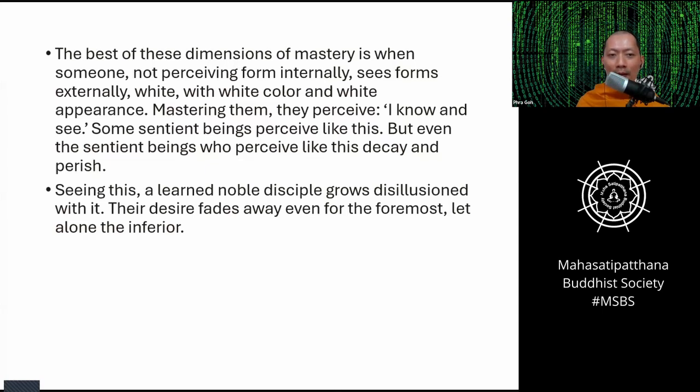Right? So if a person just uses this kind of perception to replace another and there's no insight, it's just wholly fixated, and if there's clinging, then it doesn't lead to liberation. Seeing this, a learned noble disciple grows disillusioned with it. Their desire fades away even for the foremost, let alone the inferior. So this particular paragraph, the last paragraph here, is more like a stock formula, more like a chorus in a song, and they keep repeating it over and over again. Okay, next.